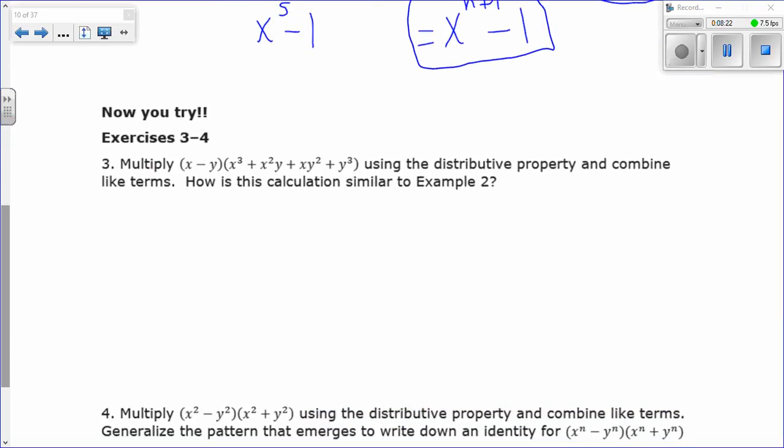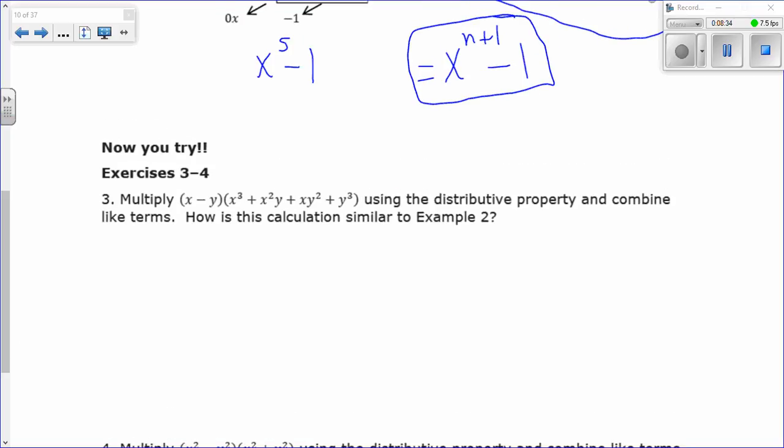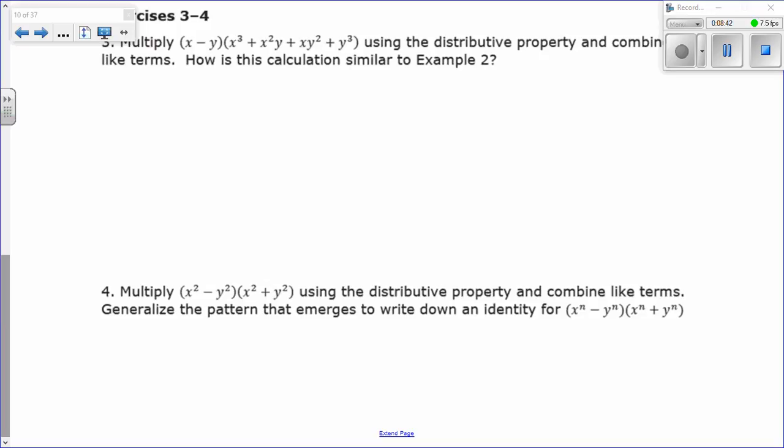So for number 3, multiply x minus y. Yeah, yours is a little different. I think I have you doing this one, sorry. Cross off that one, that's different. Not doing that one with you, I'm just doing this one.